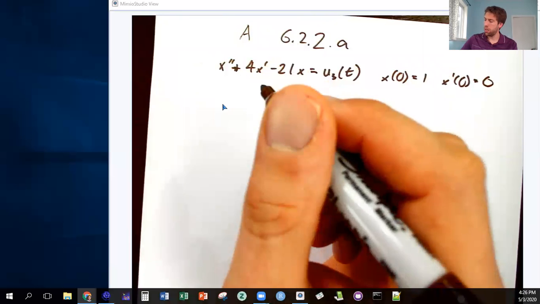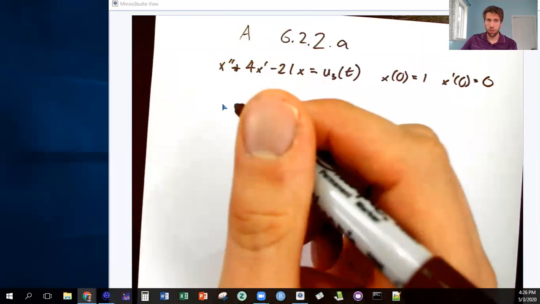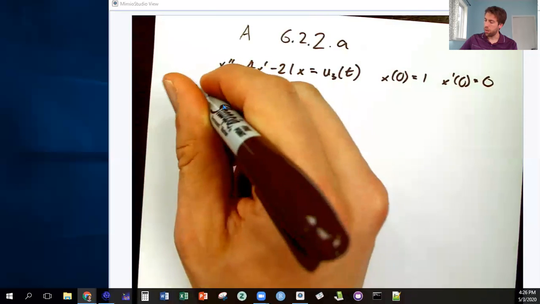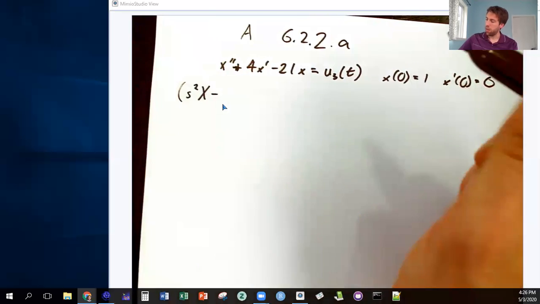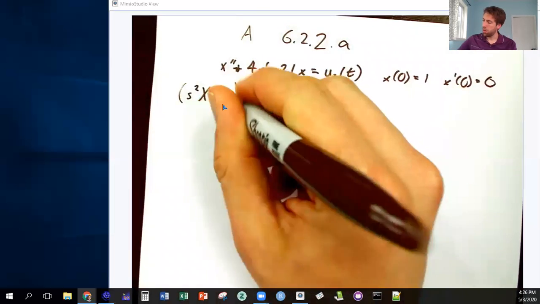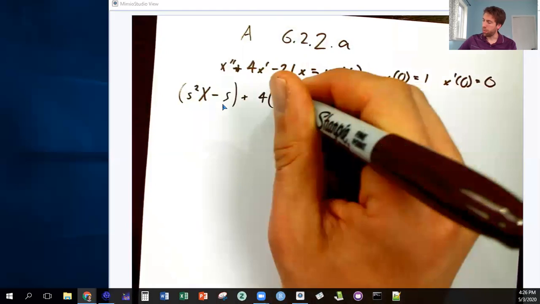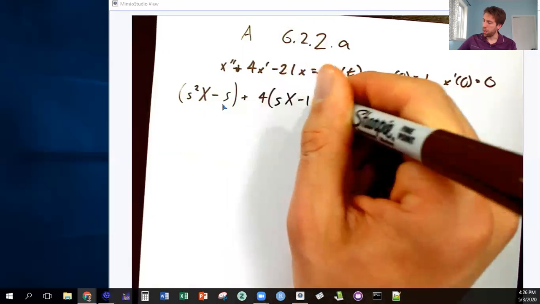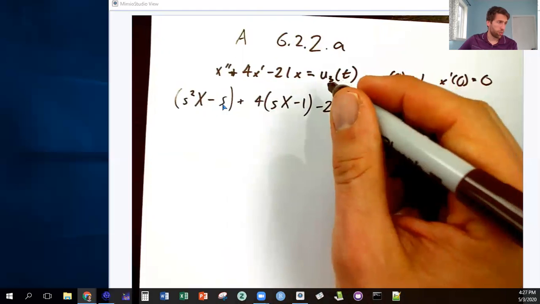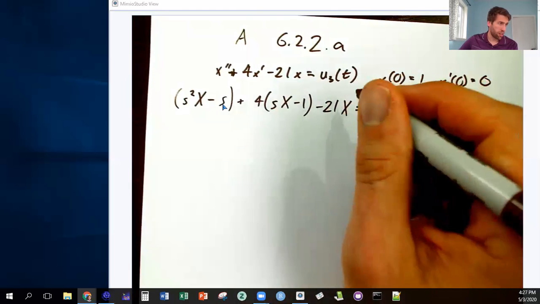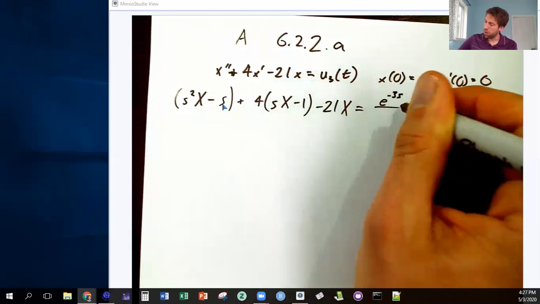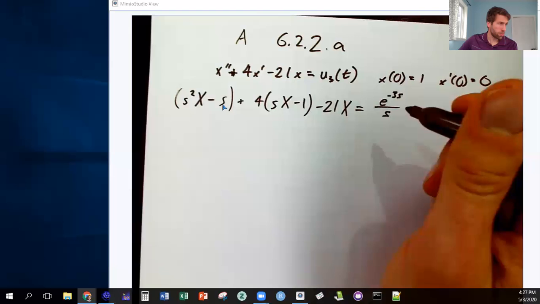We've got that, so take the Laplace transform, and we've got s squared x minus s plus 4 times sx minus 1 minus 21x equals, and then the Laplace transform of u3 is e to the negative 3s over s. Negative 3s over s. Okay.